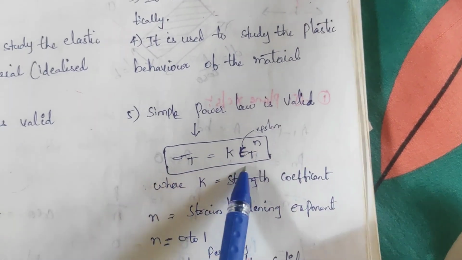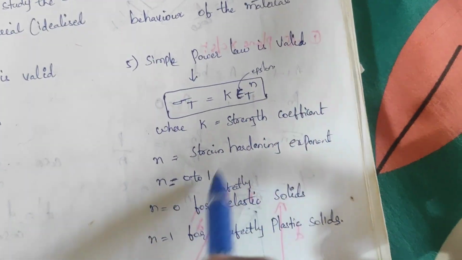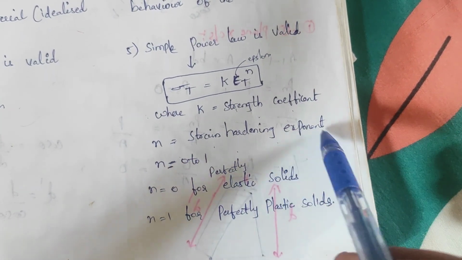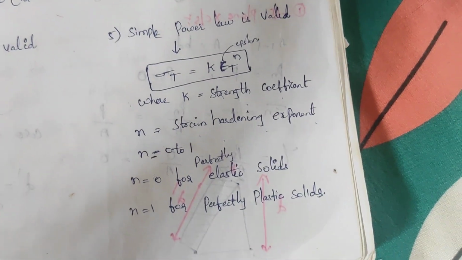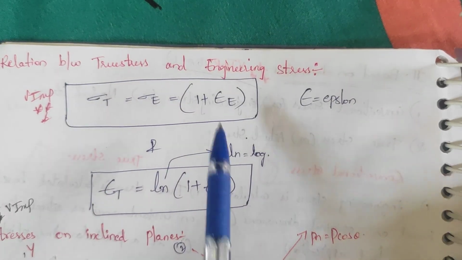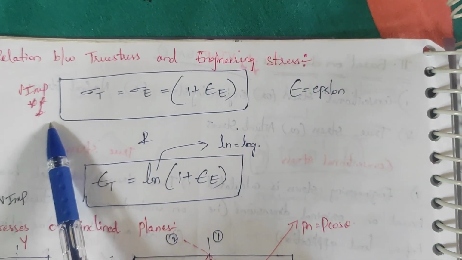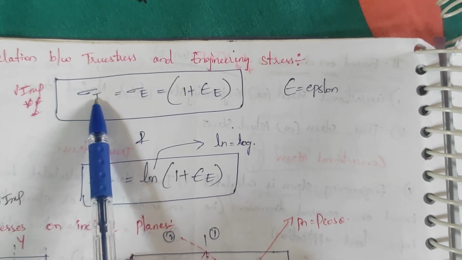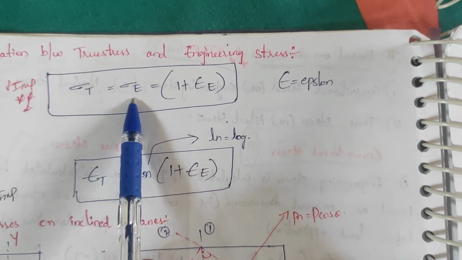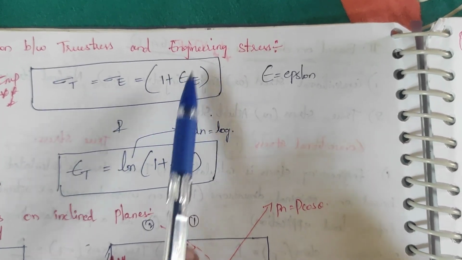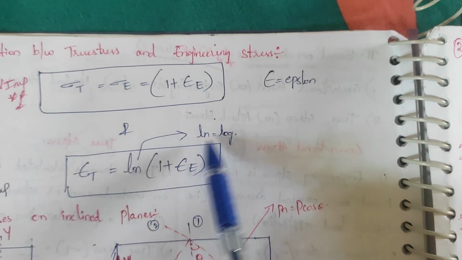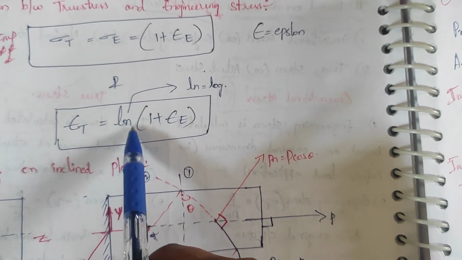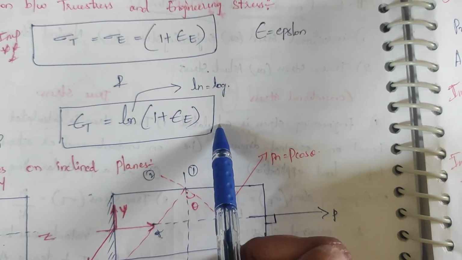Sigma T is equals to K epsilon T power n, where K is the strength coefficient, n represents the strain hardening exponent, and n will be 0 to 1. Relation between the true stress and engineering stress. This is a very important formula. Sigma T, the true stress, is equals to sigma E times 1 plus epsilon E. And also this is written as epsilon T is equals to ln of 1 plus epsilon E.